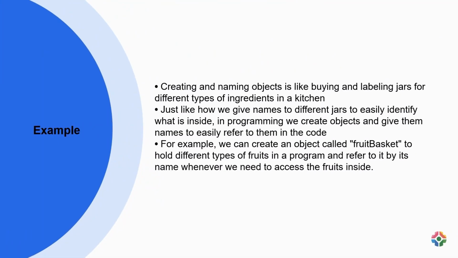Creating and naming objects is like buying and labeling jars for different types of ingredients in a kitchen. Just like how we give names to different jars to easily identify what is inside, in programming, we create objects and give them names to easily refer to them in the code. For example, we can create an object called fruit_basket to hold different types of fruits in a program and refer to it by its name whenever we need to access the fruits inside.